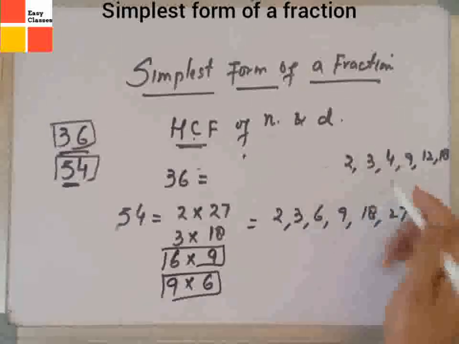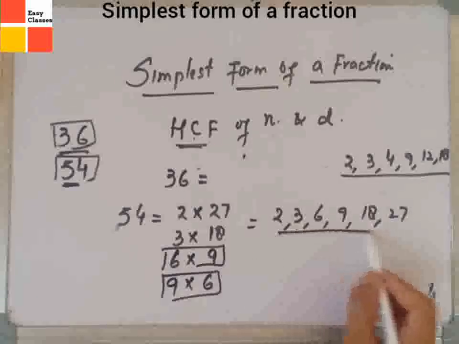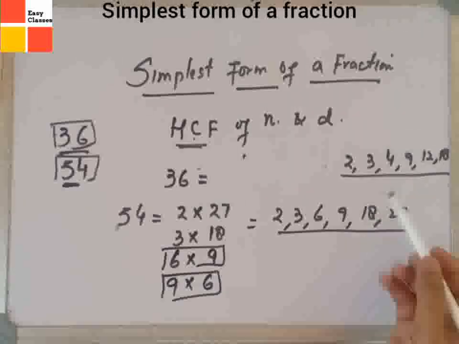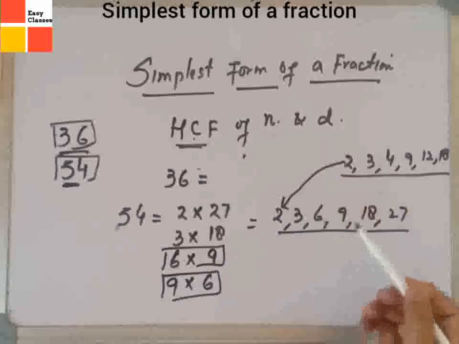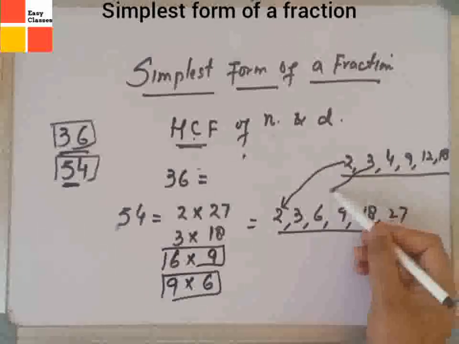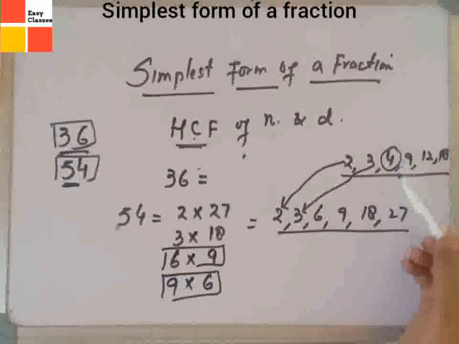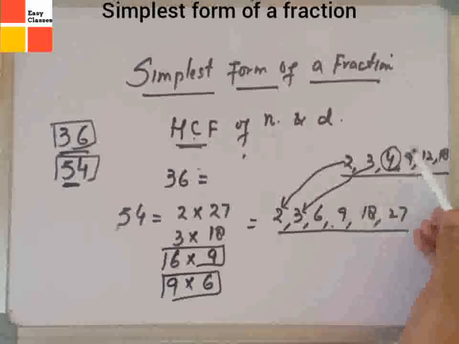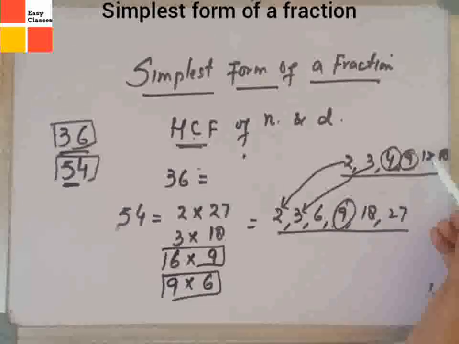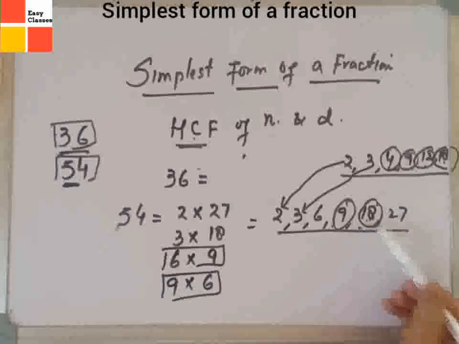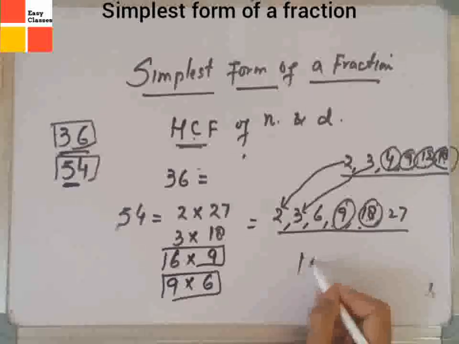Now, these are the factors of 36, and these are the factors of 54. You have to find the highest common factor. 2 and 2 are common, but this is not the highest. Then 3 and 3 are common, but this is not the highest either. 4 is here, it's not there. 9 and 9. Then 12 is here, it's not there. Then 18 and 18, right? They are in 36 as well as in 54. So this 18 is the highest common factor.